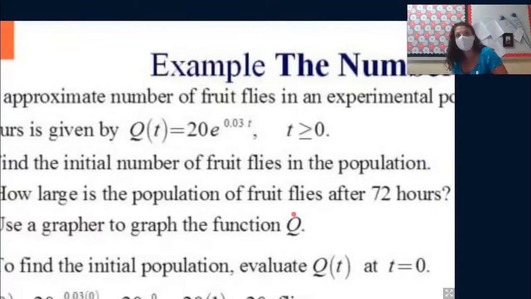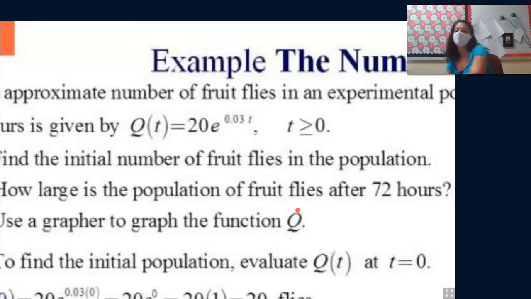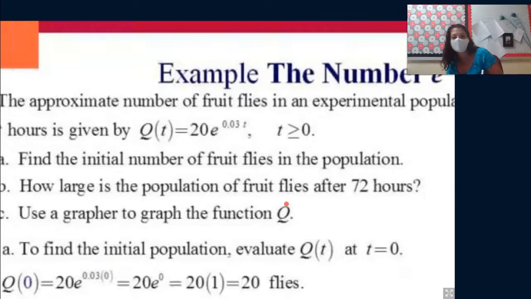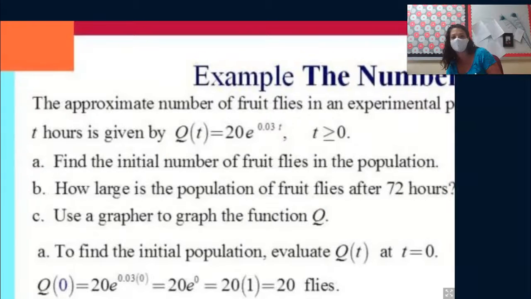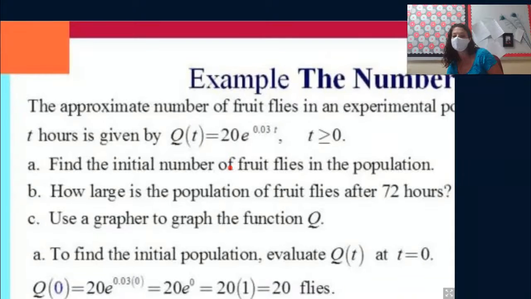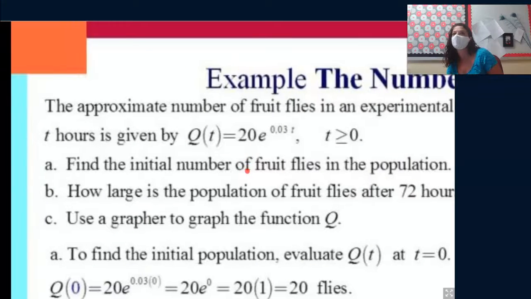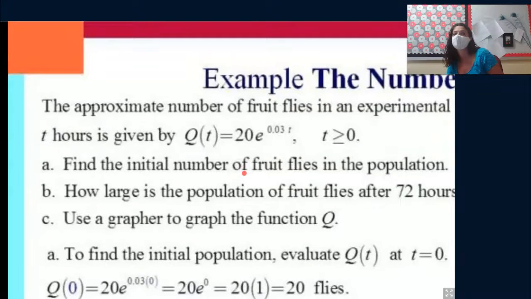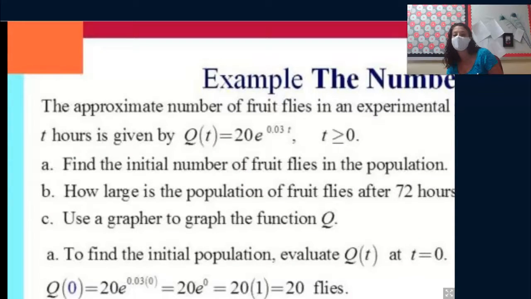So what we're going to do is kind of look at this example. It says the approximate number of fruit flies in an experimental population is given by that equation right there: Q of t equals 20 e to the 0.03t. So what does the 20 represent? The 20 is the initial population or number of fruit flies.